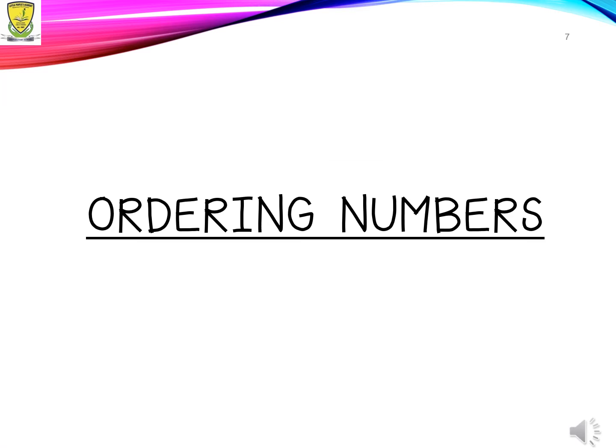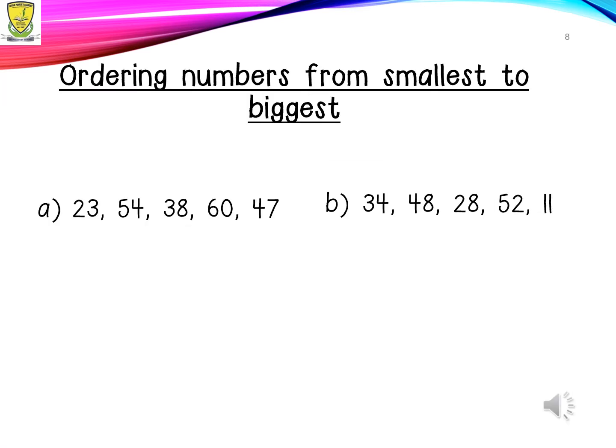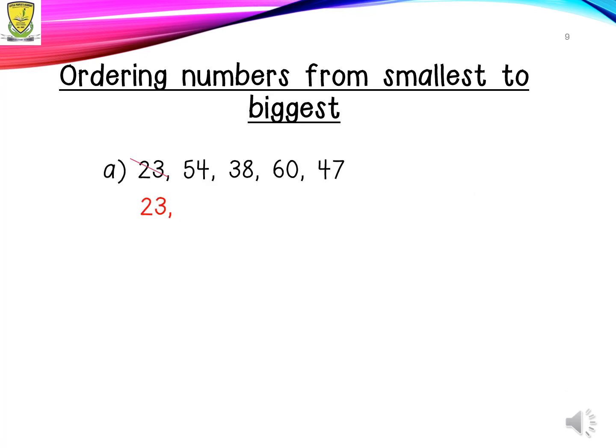Now we are going to be ordering numbers. Ordering numbers from smallest to biggest. Let us read the set of numbers for A. 23, 54, 38, 60, and 47. Now let us read the set of numbers for B. 34, 48, 28, 52, and 11. Remember, children, we are ordering numbers from smallest to biggest.